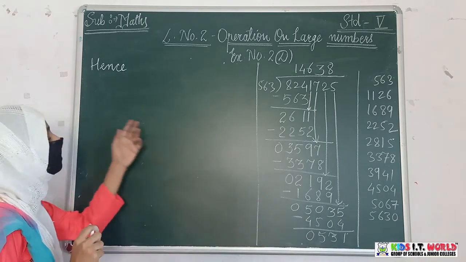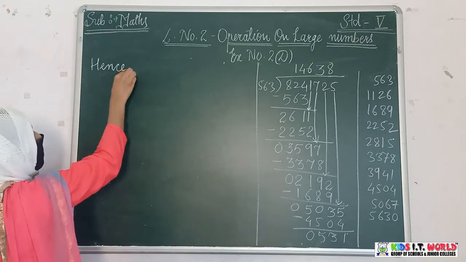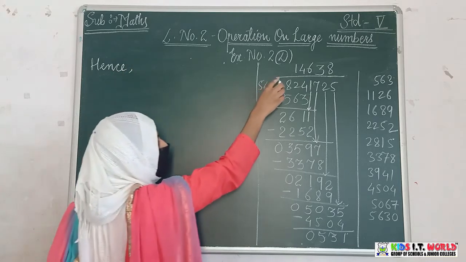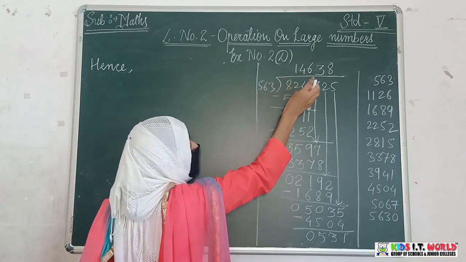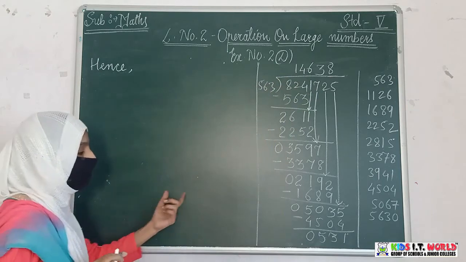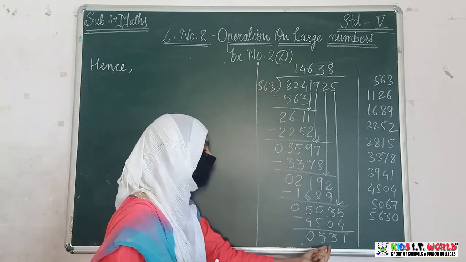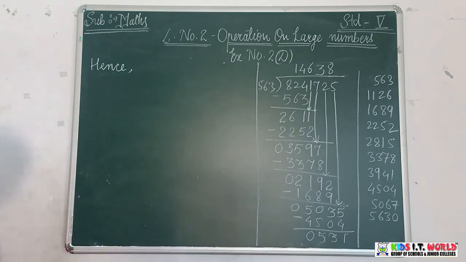Now we have to write this answer in the words. What is our word problem? What we have to find? That we want to find the required number of cartons that we got. The required number of cartons are 14,638. And how many apples will be left after packing in the carton? 531. So write it in the wording form.